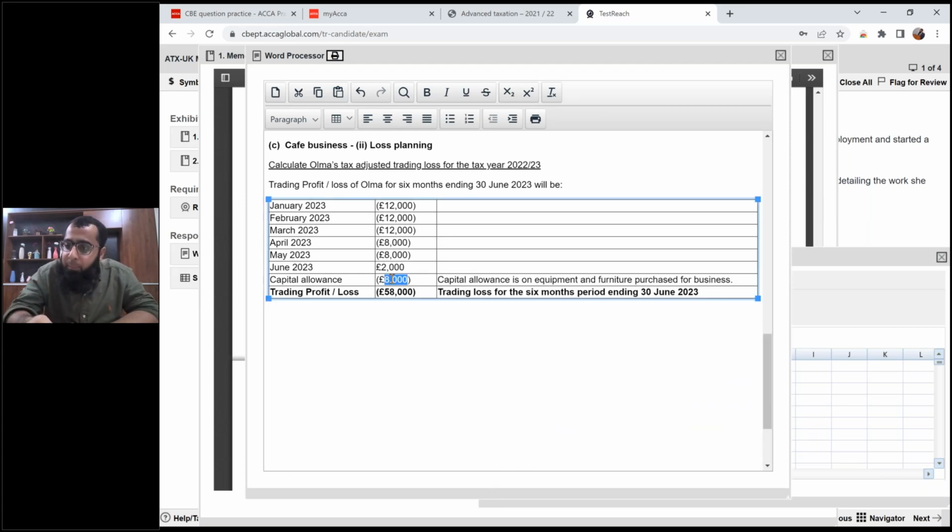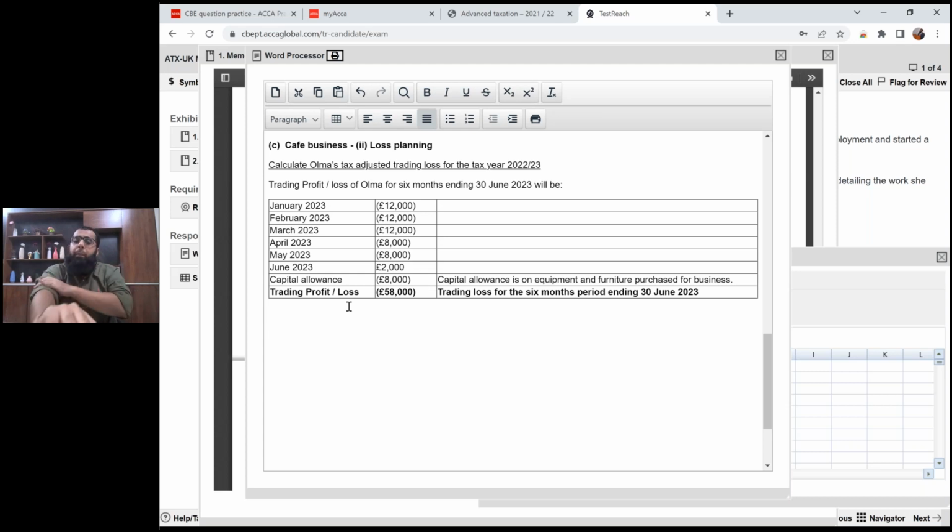Okay. This is a capital allowance. Capital allowance is an expense. That's why it is appearing as negative. There was a loss in the first 5 months. Then there was a profit, and then there was capital allowance. Okay, now we have the trading profit and loss. Is it clear for the first 6 months?